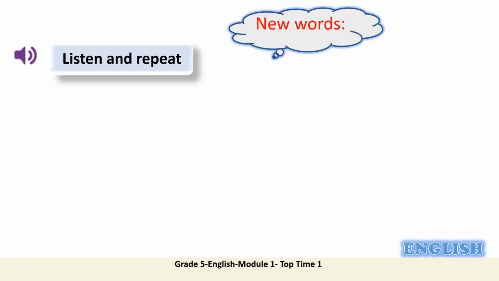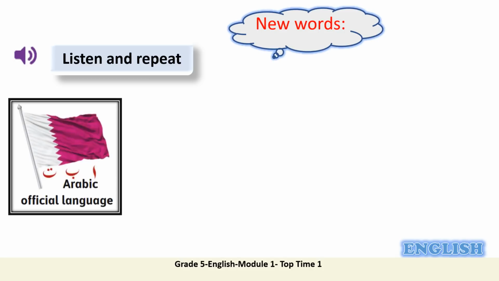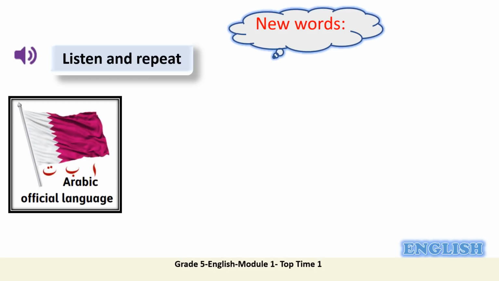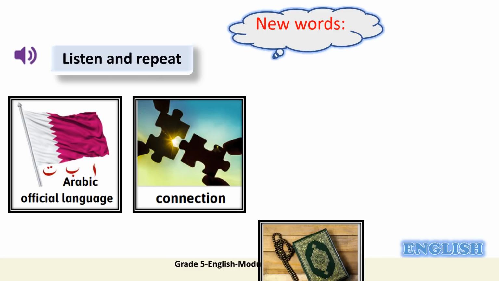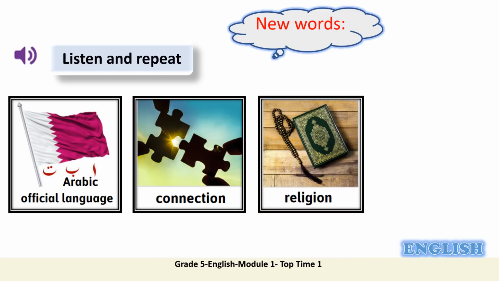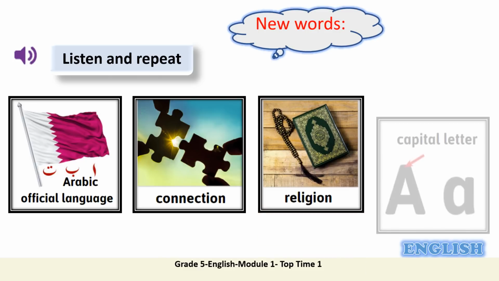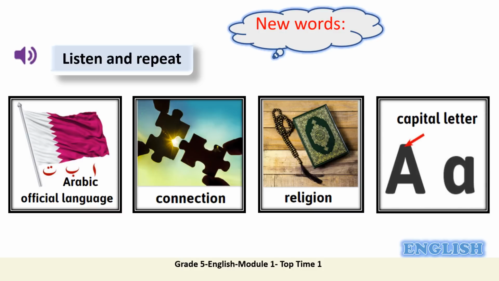Now it's time to practice how to pronounce the words that we have learned today correctly. So we need to listen to the words and repeat them. Listen and repeat. Official language. Arabic. Connection. Religion. Capital letter.